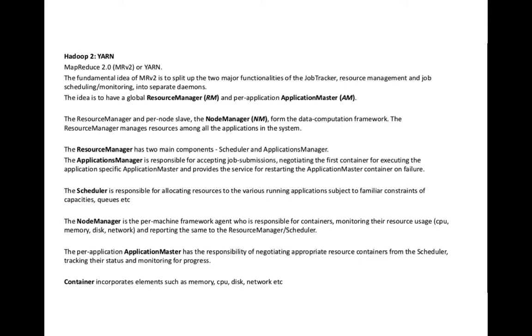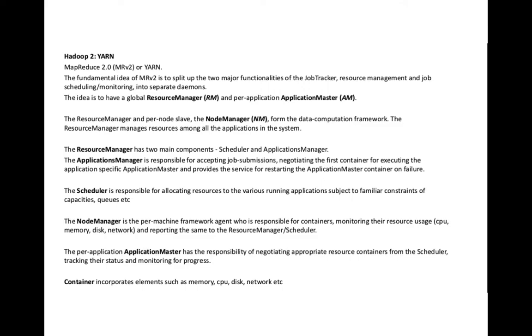To brief out what I have explained in the previous slide, the fundamental idea of introducing YARN, or MapReduce 2, is to split up the major functionalities of the job tracker. We stated that there are two things: one is the scheduler, and the second is the application master. The resource manager and the per-node slave, which is also called the node manager, form the data computation framework. The resource manager manages resources among all the applications in the system. The resource manager has two main components: scheduler and application manager.